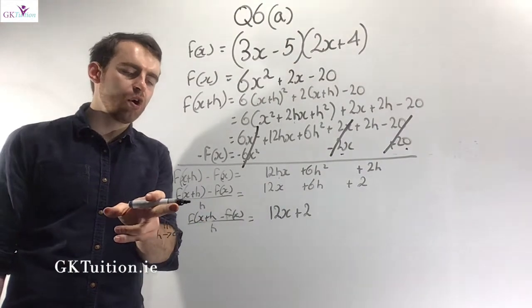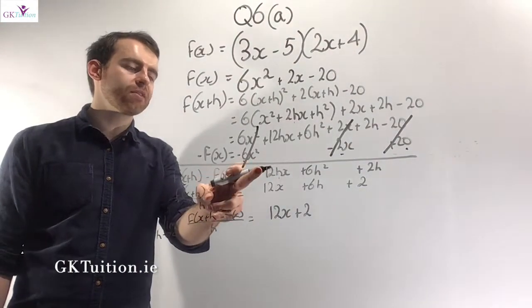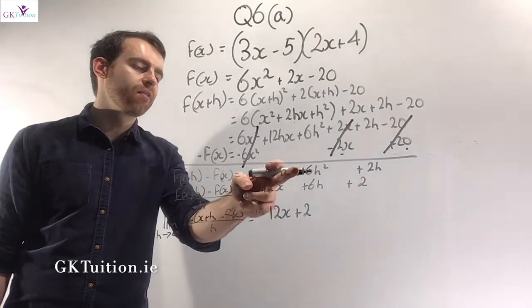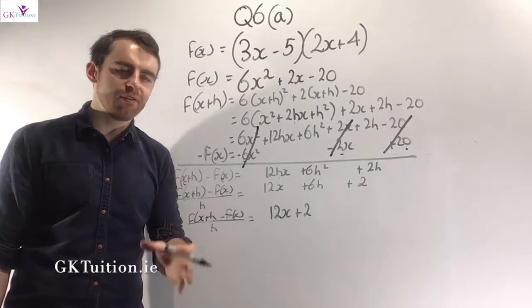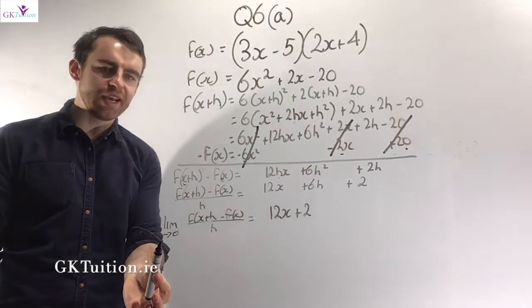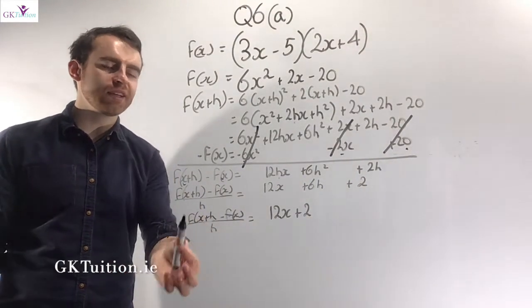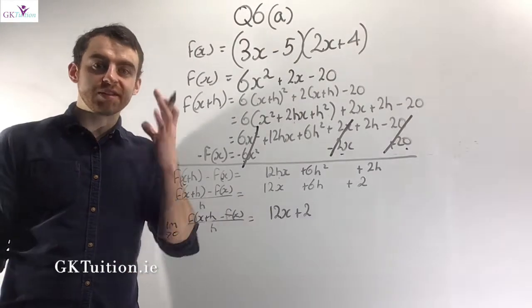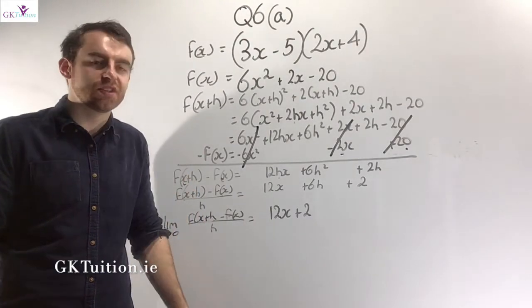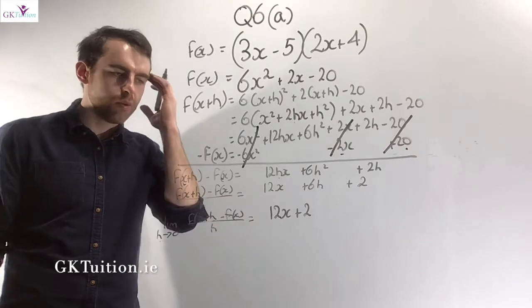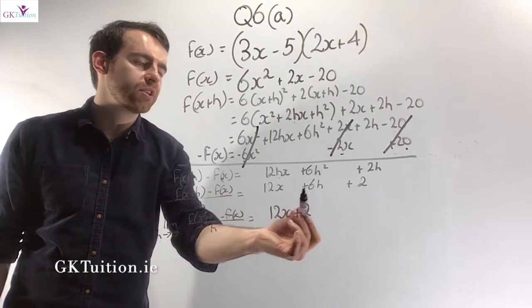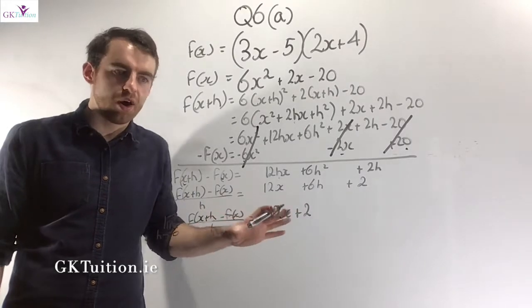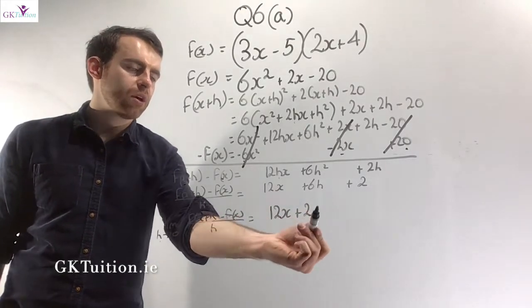Everything you had over h. 12hx divided by h is 12x. 6h² divided by h is 6h. And 2h divided by h is 2. And finally, you want the limit as h approaches 0 of everything that you already had. So in your mind you should just think, okay, h is 0. You're subbing in h equals 0, but you don't actually physically write that down. 6 times 0 is 0, so you just ignore it. It's gone. And your final answer is 12x + 2.